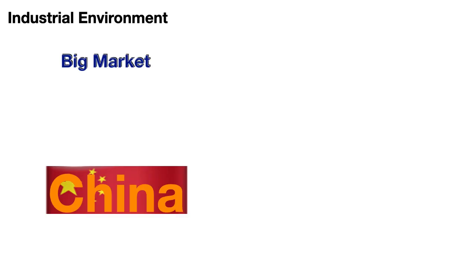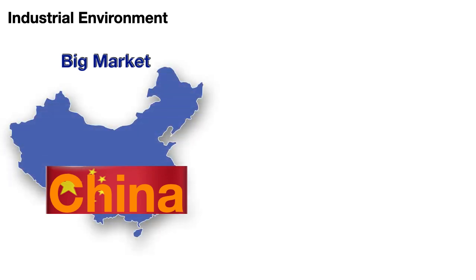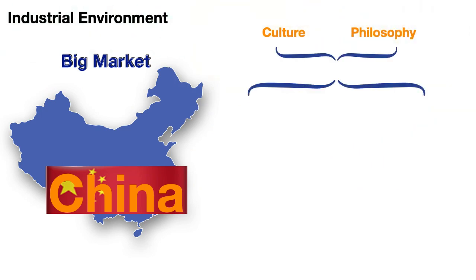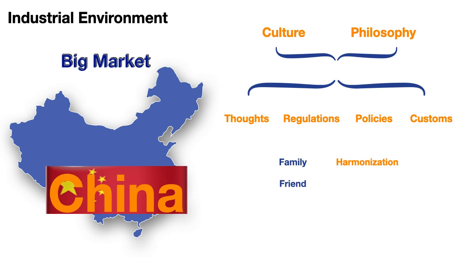Now, I introduce a little about the Chinese industrial environment. China is a big market. It has its own culture and philosophy. Many Chinese thoughts and customs are formed from it. Many regulations and policies are formulated based on it. There are several social moral norms in China. For example, for family, people pay more attention to harmony. For friends, it's loyalty. For seniors, it's respect. During communication, the rule of behavior is reciprocity. That means mutual benefit.